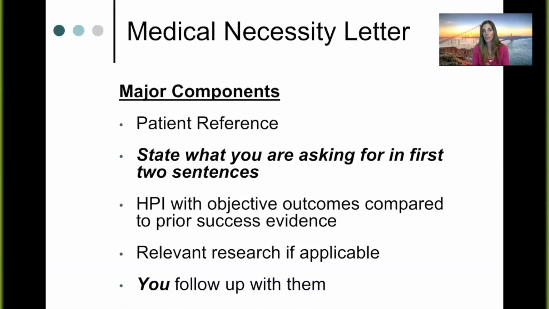How would you like it if somebody sent you a letter asking you to do even more? No, you wouldn't. So to completely co-manage this patient's care, it's best if in your letter, you state what you want in the first 2 sentences. You give a little bit of background of the patient and why you're asking for what you're asking. Any research if you have it, and then you let them know, I will be following up with you in the next couple weeks to get the results or even talk about this.